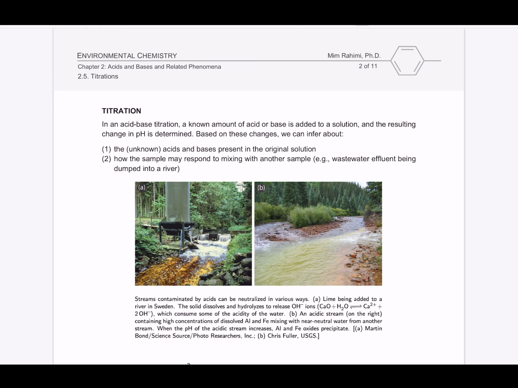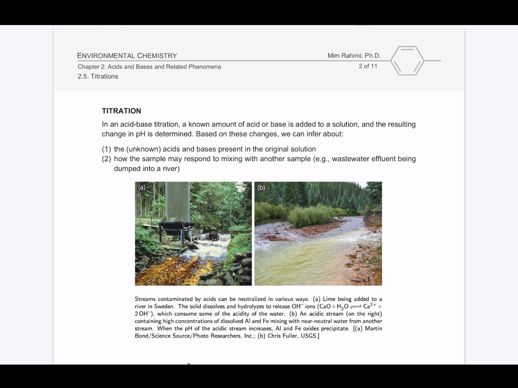But for acid-base titration, we add a known amount of acid or base to a solution that we're interested in studying. The resulting change in pH is what we're looking for, or what we're studying. So we look at basically the change. It's a mixing of something that we know and something that we don't know.